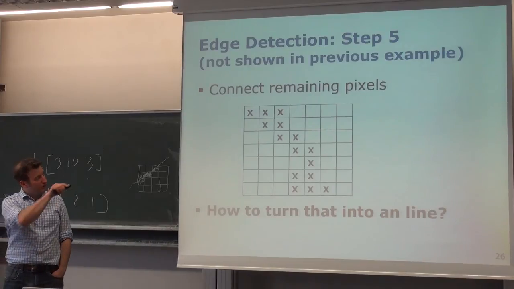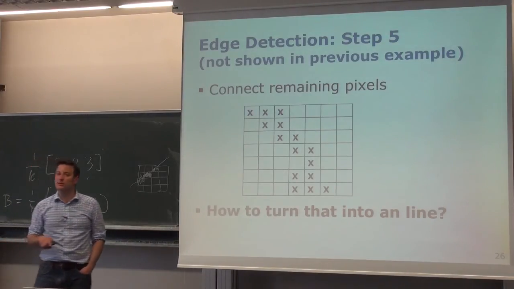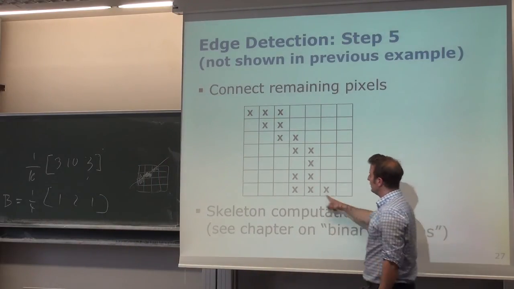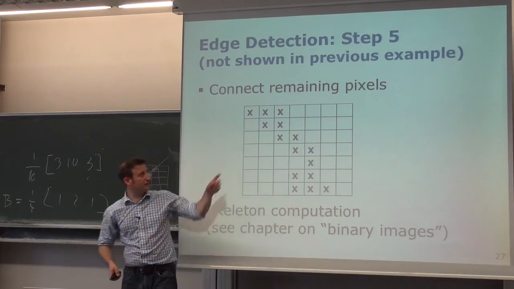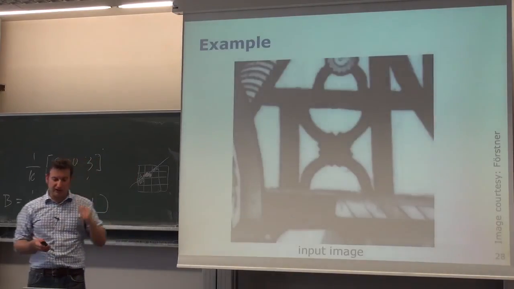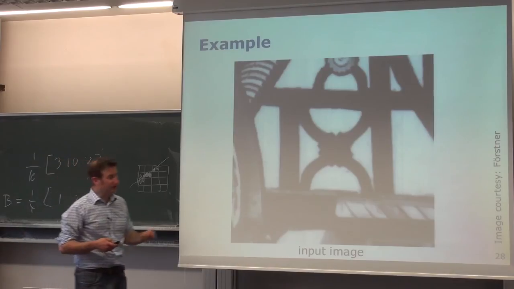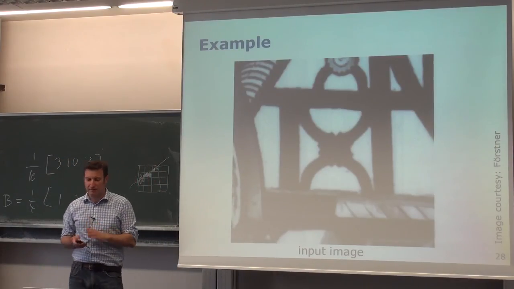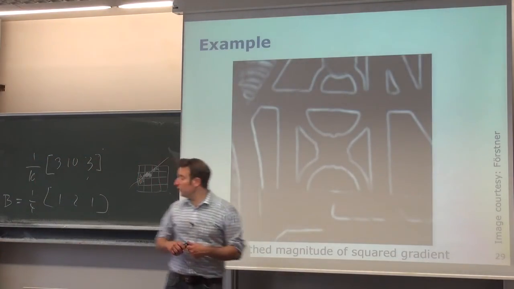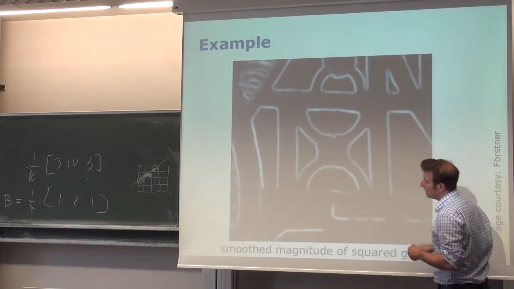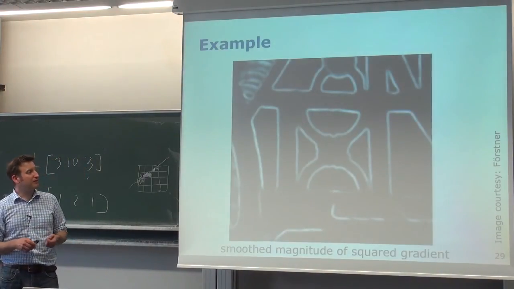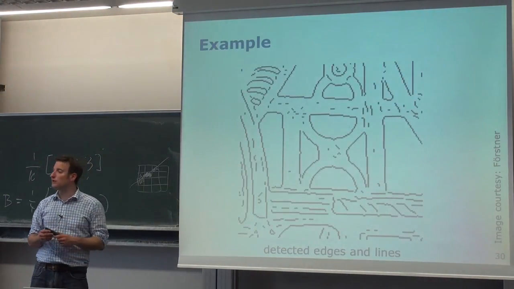What we can use in order to compute the line out of that is the skeleton computation that we use for binary images. So if I turn this into a skeleton, I actually get my line through my image, if I compute the skeleton for those points which I labeled as potential edge points. If I do that, I actually obtain exactly the results that we already had. So this was the input image. If I look into the edges obtained from the smooth gradient, this is the output that I get. If I then detect my edges and lines through the thresholding operation, I actually get this output image that I have over here.